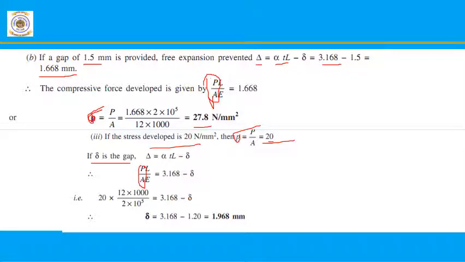And alpha TL, after simplifying we got 3.168, and we need to find delta. Therefore after simplifying we got a delta value of 1.968 millimeter.